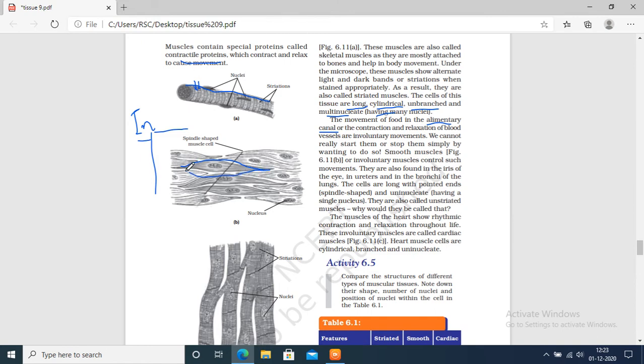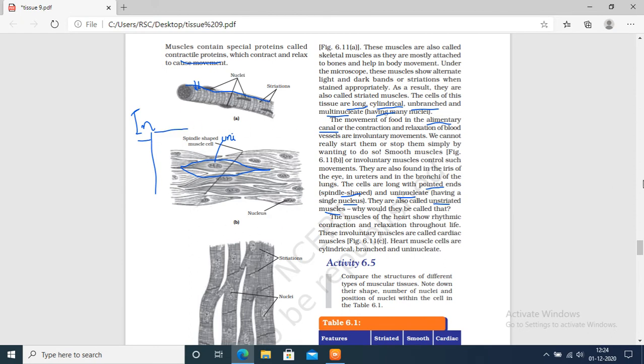Now the cells in the smooth muscles are spindle shaped, unbranched, and contain one nucleus only, or we can say that it is uninucleate. So the cells are long with pointed ends, or spindle shaped, and uninucleate, having a single nucleus. It is also known as unstriated muscle because it does not have alternate light and dark bands. Okay, so this is the smooth muscle.